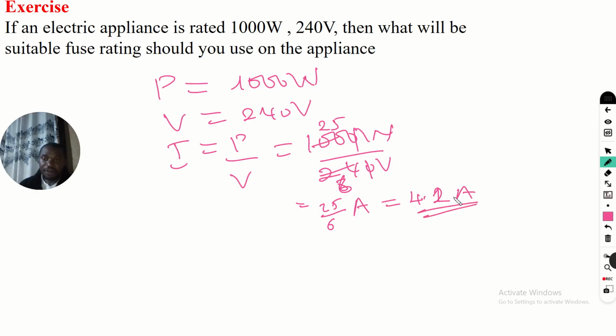Now if you have about 4.2 amperes, that is the current flowing through the electrical appliance. So what will be your fuse? Your fuse rating will either be 4.5 or 5 amps, depending on which one is available. So that's what you're supposed to have.